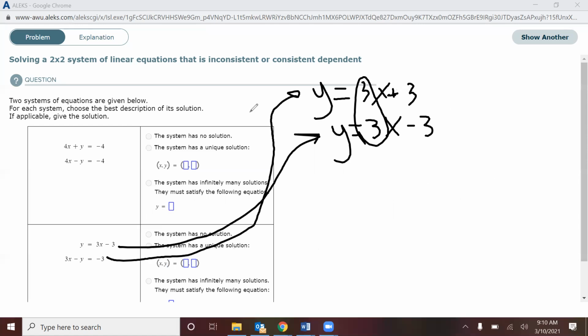Now, if, for example, this had been a plus sign right here, then the equations would have been identical and the answer would have been infinitely many solutions.